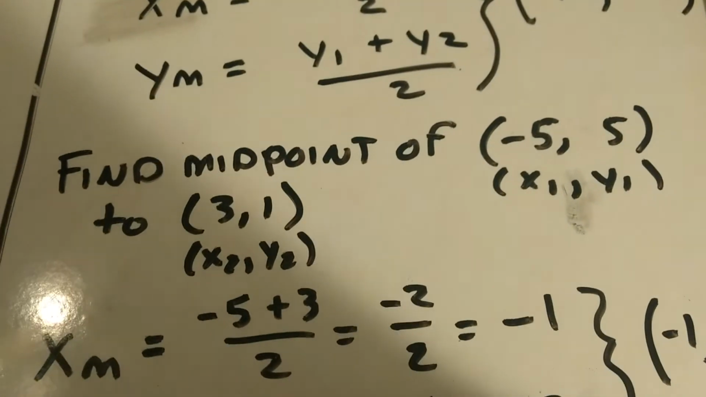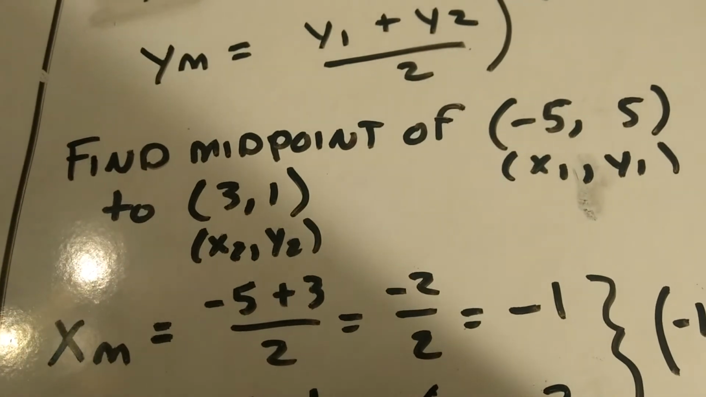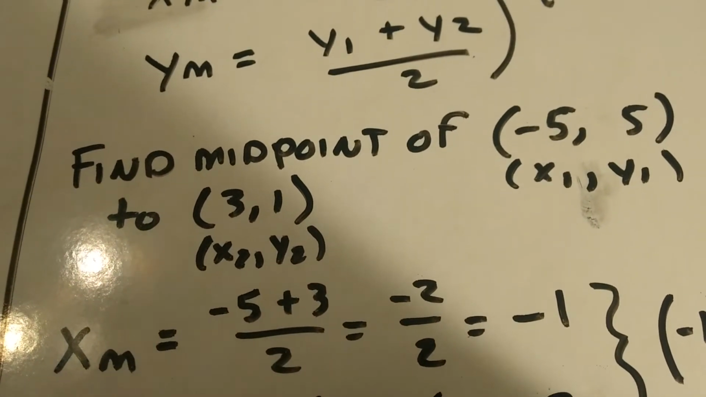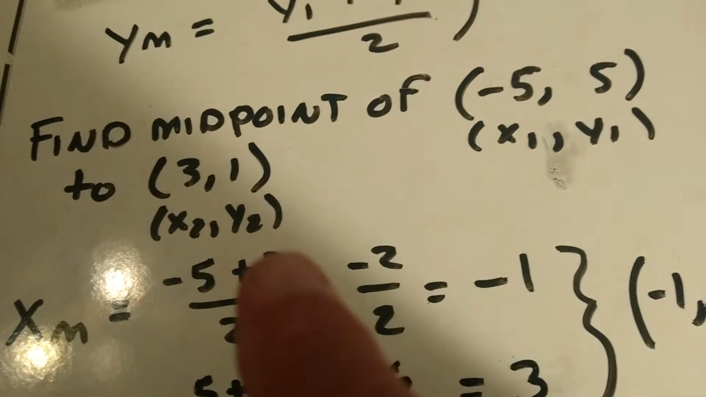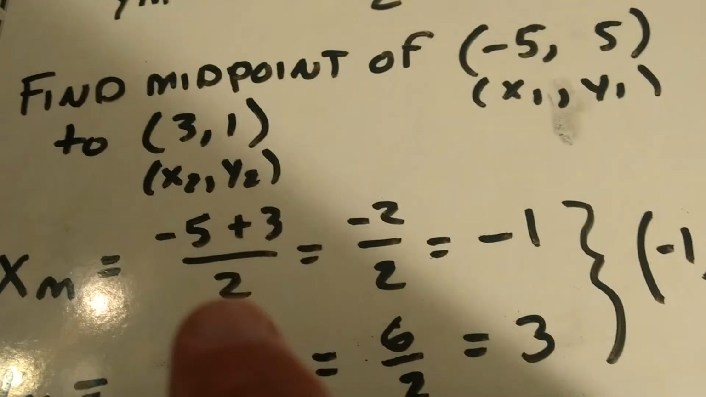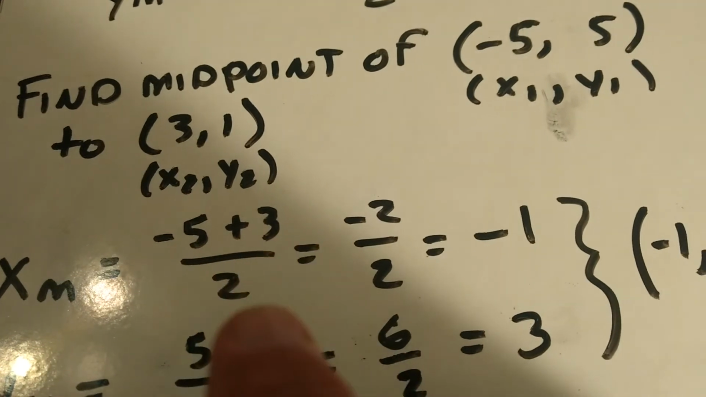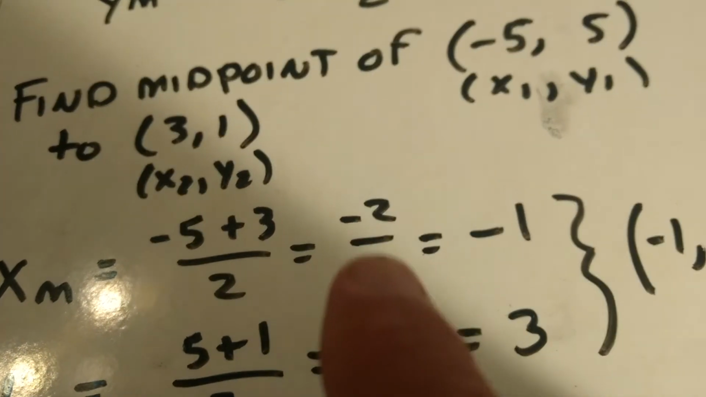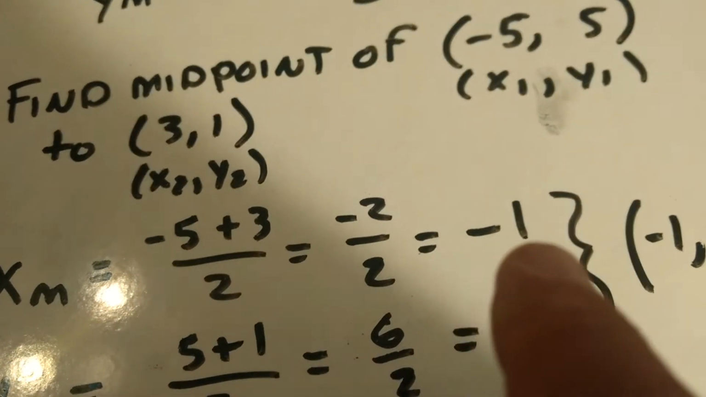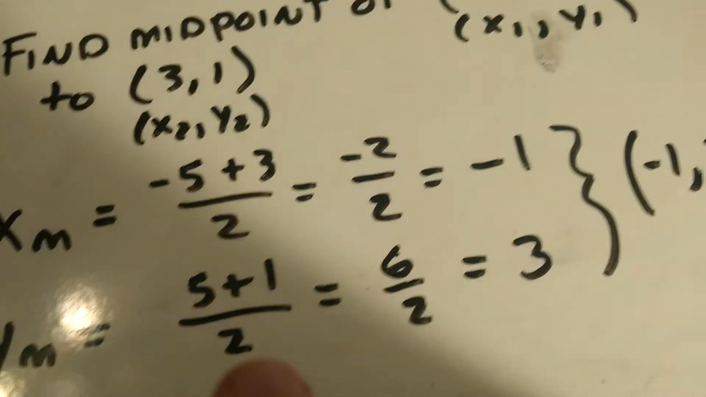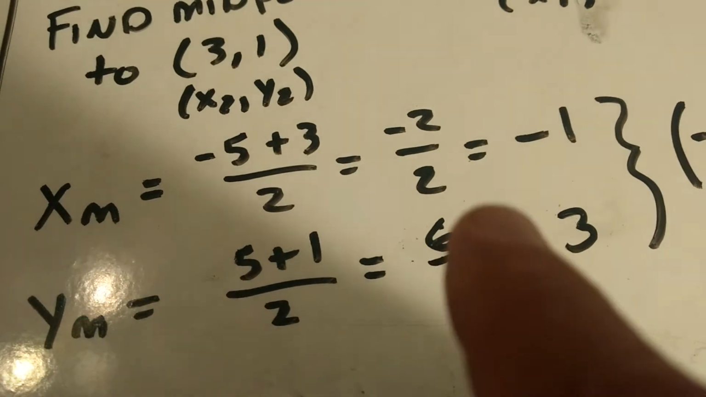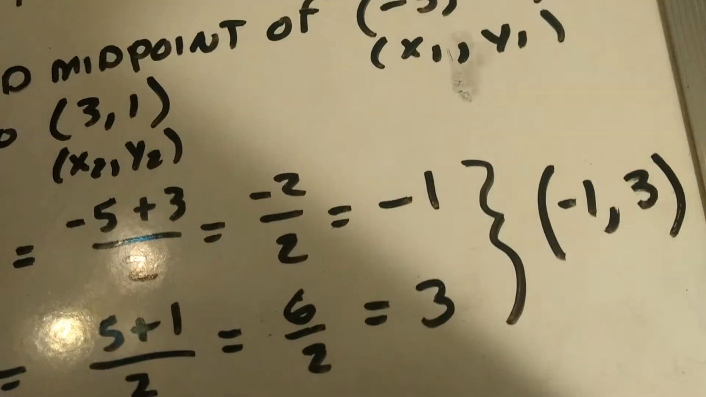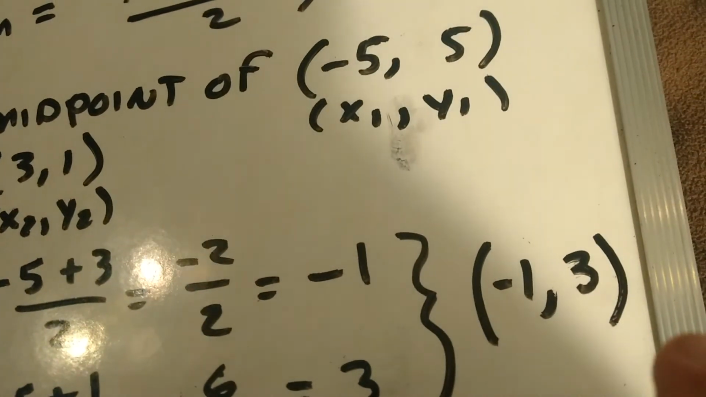There's an example. It says find the midpoint of -5, 5 and 3, 1. Well, again, I labeled them. There's my x1, y1. There's my x2, y2. The xm is -5 plus 3 over 2, which gives me -2 over 2, which gives me -1. So that's my ordered pair. The y midpoint gives me 5 plus 1 over 2, which gives me 6 over 2, which gives me 3. So thus my midpoint is -1, 3.